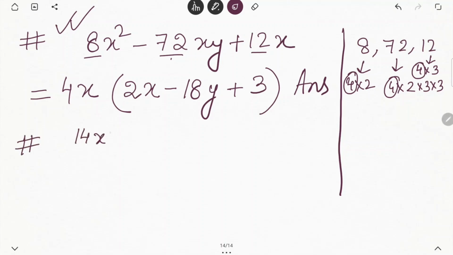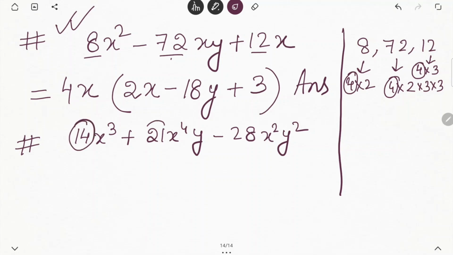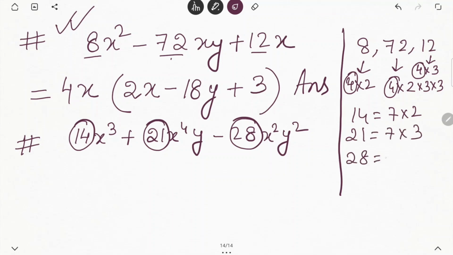That is 14x cube plus 21x to the power 4 y minus 28x square y square. So first I'll try to take out the common factor from the numbers. So 14 means it is 7 into 2. 21 means it is 7 into 3, and 28 means it is 7 into 4. So what I can see is that 7 is common. So I can take 7 common.